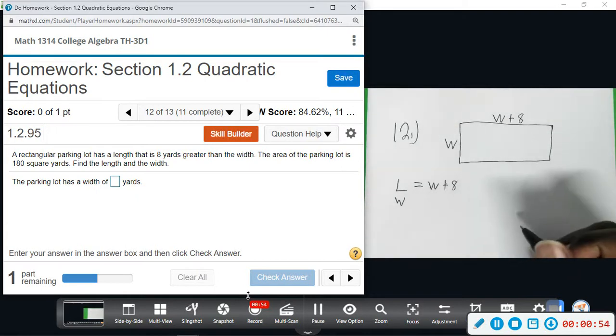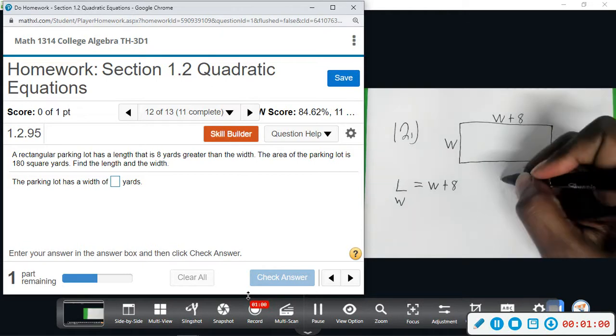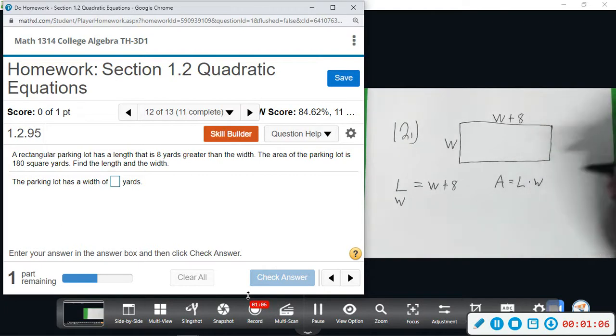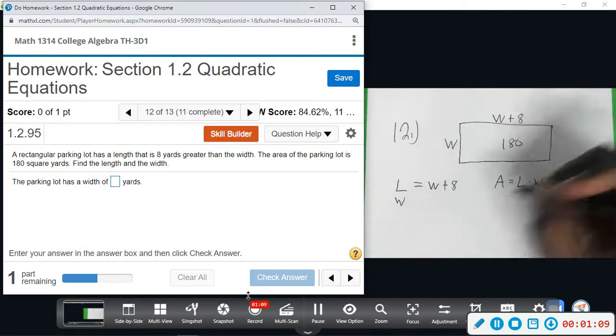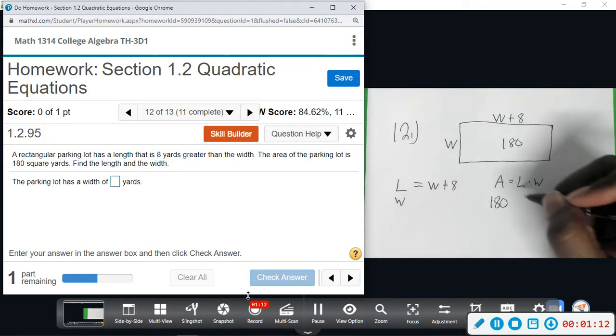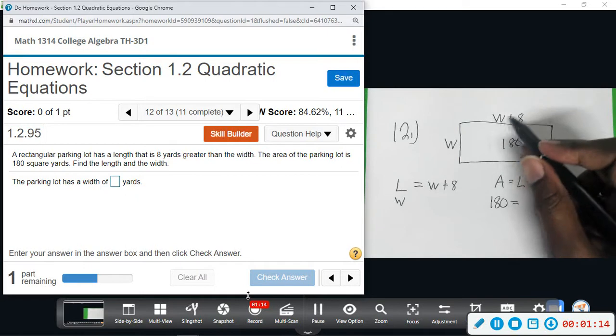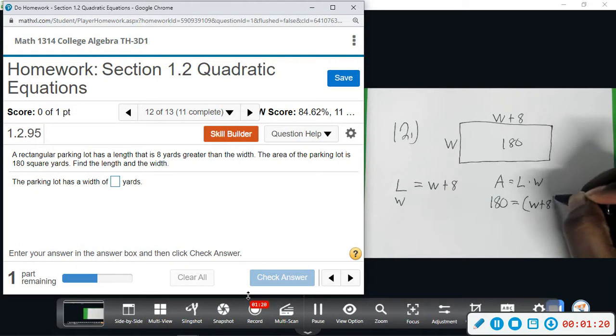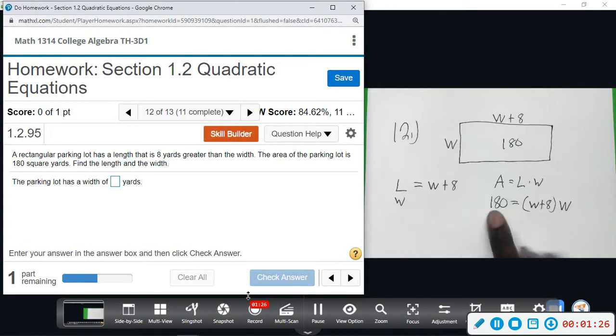So that will be all the way around. The parking lot area is 180. So how do we find area? Length times width. The area is 180, so 180 is here. The length, which we have an equation for, is W plus 8. And then the width is just W for itself. So if we multiply this, that will give us our area. So we want to find the width and the length. We've got to find both dimensions, so we're going to end up with a quadratic.